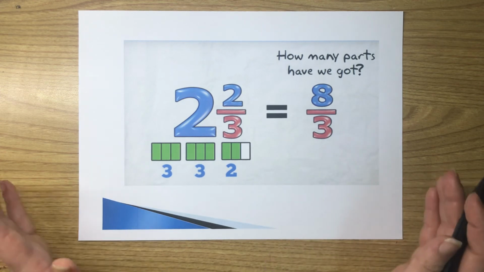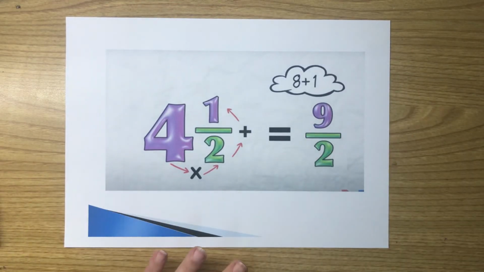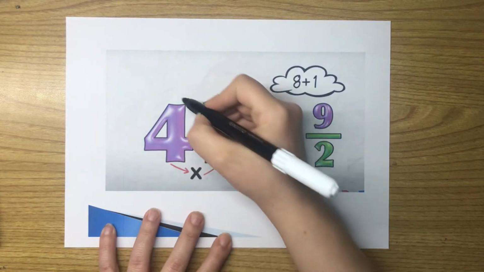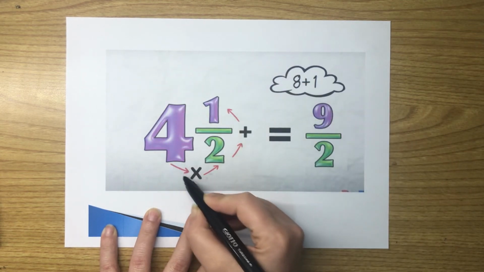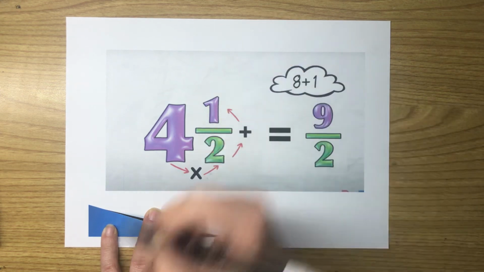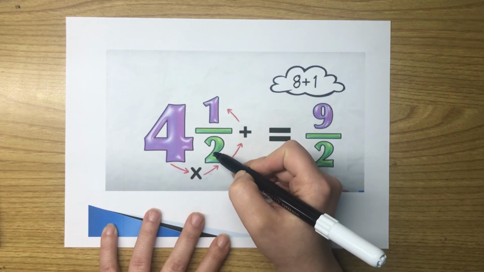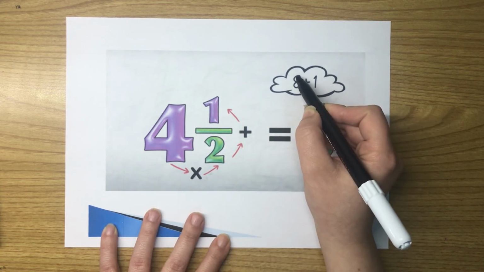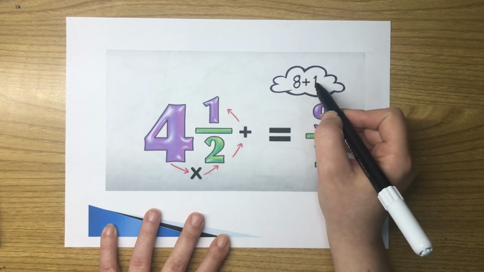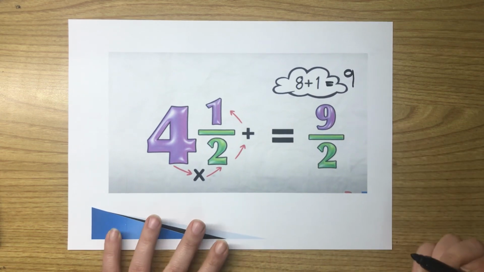But sometimes it's time consuming, so we need the mathematical way to change the mixed number into an improper fraction. In this one, you are going to take the whole number and multiply it by the denominator. After that you add the numerator. Let's try it. 4 times 2 equals 8. Now the answer plus 1 equals 9. 9 is going to be the numerator and 2 is going to be the denominator.